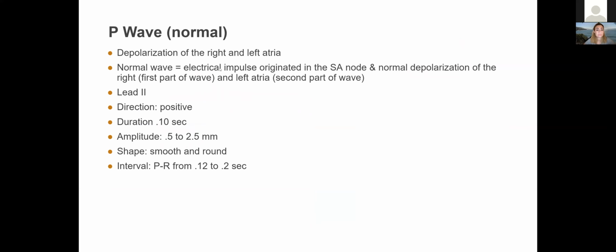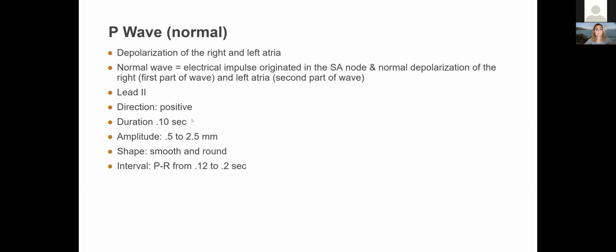So the P wave is, in normal circumstances, the depolarization of the right and left atria. It's a normal wave when the electrical impulse is originated in the SA node and normal depolarization of the right first part of the wave and left atria second part of the wave. It is found by lead 2.